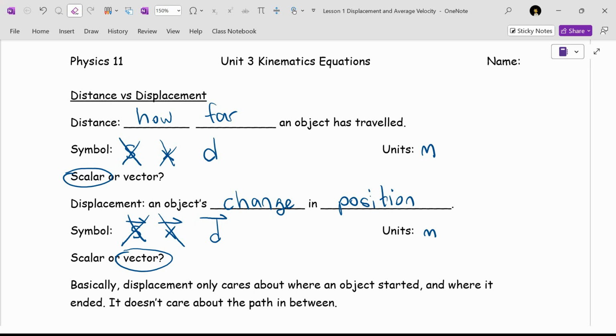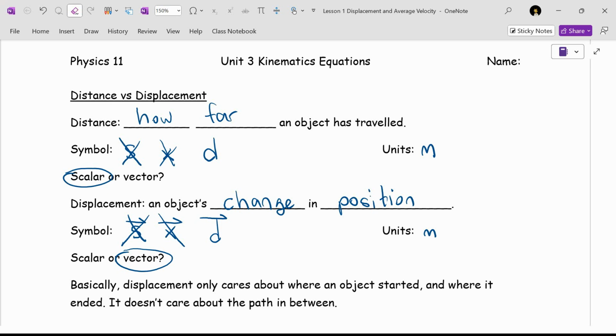What's my distance? What's my displacement? Nothing. 0. No change in position. Okay? Displacement is your change in position. Distance is how far you've moved. Who cares about the direction? Count every single movement.